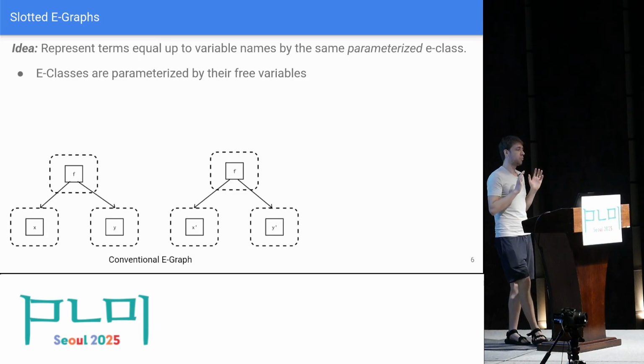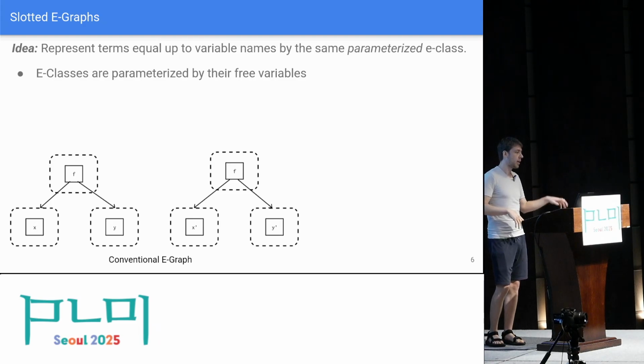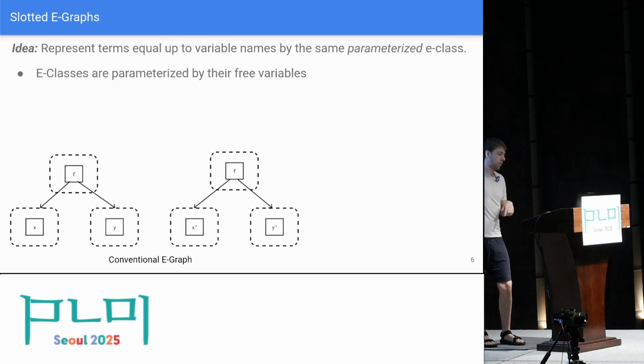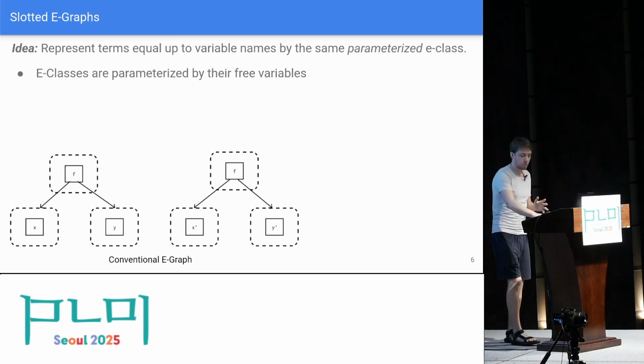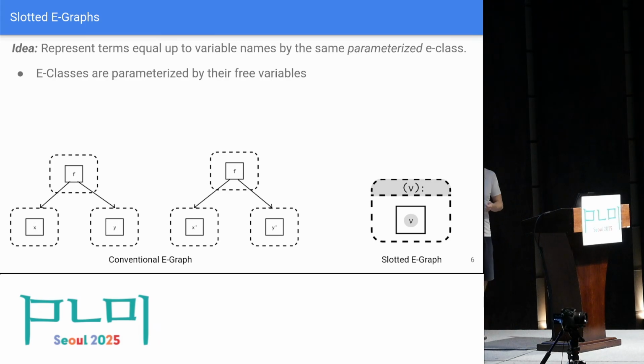We want to make an example, the same example we've seen before, for this conventional e-graph, which has this kind of copy of f of x and y and f of x prime y prime. The first thing we want to do is that these 4 variables at the bottom are really structurally the same. So we want to represent them by one object, one parameterized e-class, which looks like this. As you can see, this parameterized e-class now has a header where we say this e-class actually depends on a variable v that you have to plug in. This is what we call a slot.